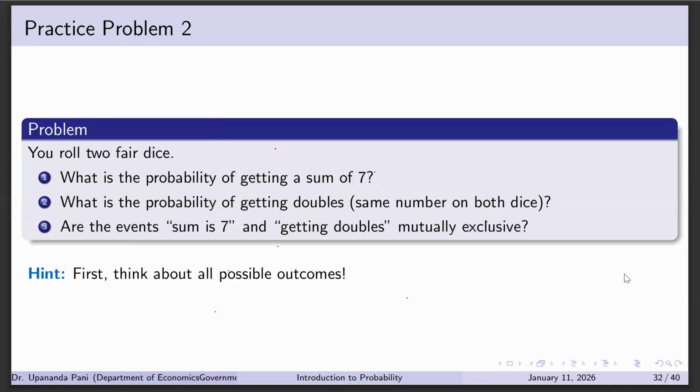So let's do the practice problem. Chat all the answers in the chat box. Okay, very good. I have not checked. So next question. Let's see.